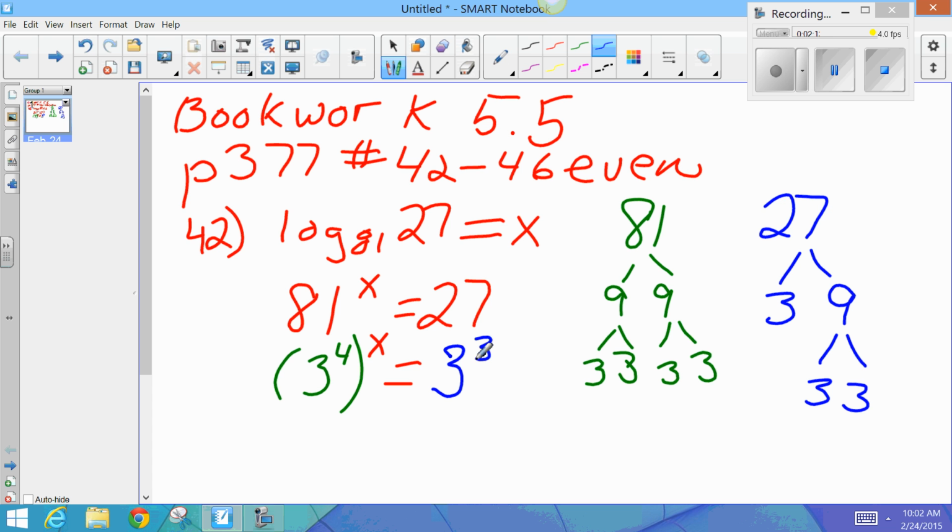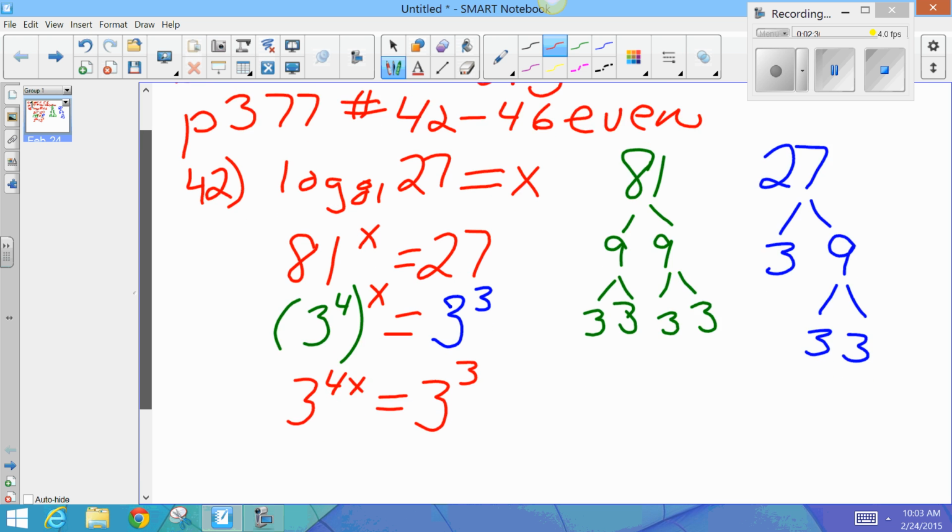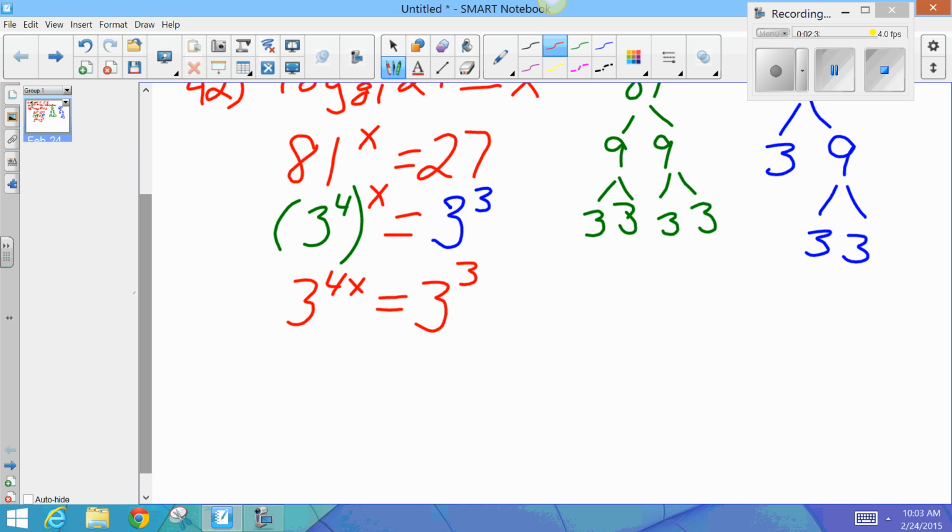All right, so now let me simplify the left-hand side. 3 to the power of 4 to the power of x is the same as 3 to the power of 4x. Okay, and now since the bases are the same, I've got it in simplest form. If the bases are the same, then the exponents must be the same. So let's set the exponents equal to each other. Now it's very easy to solve. I'm just going to divide by 4. All right, next problem.